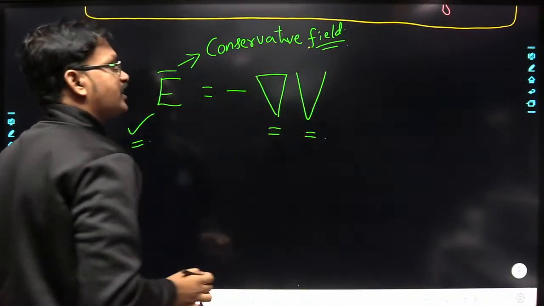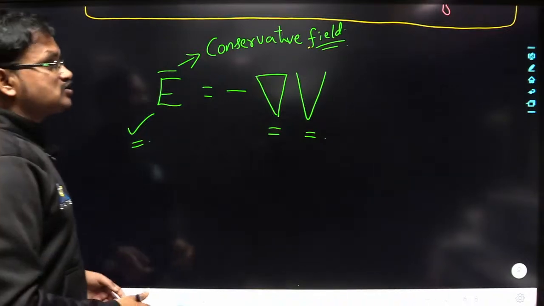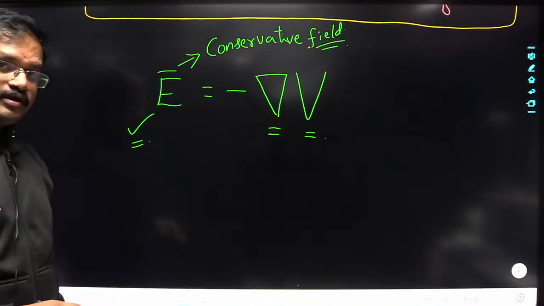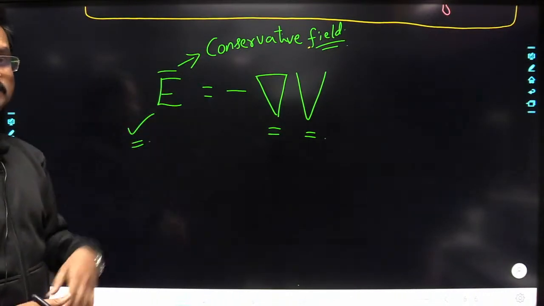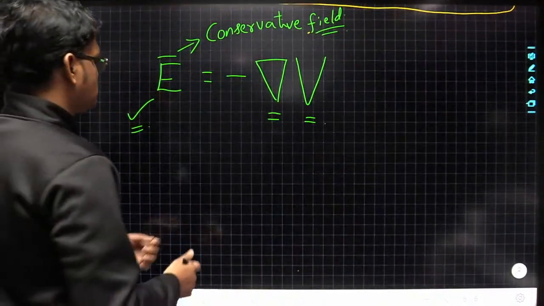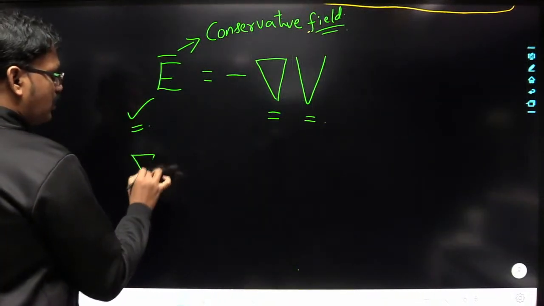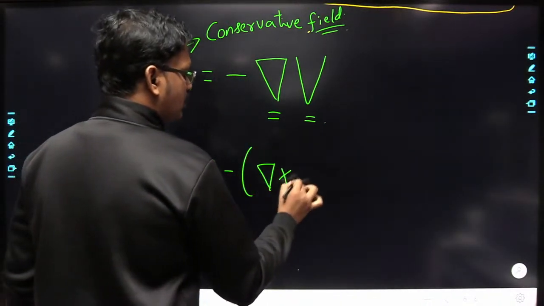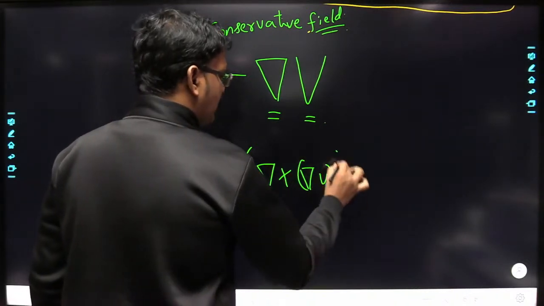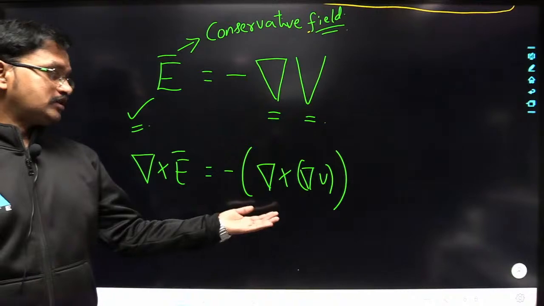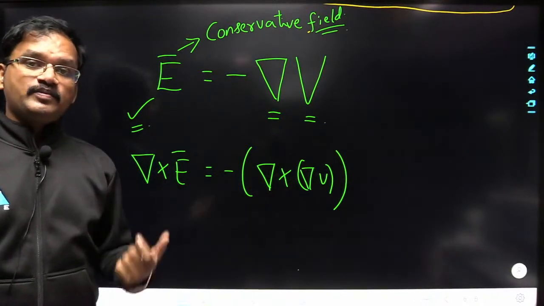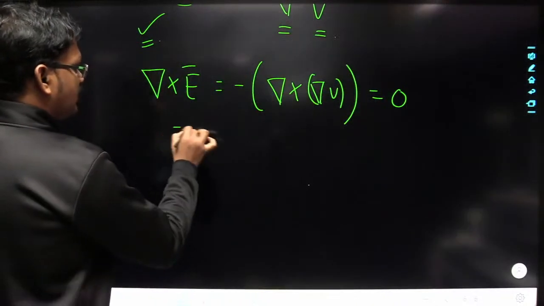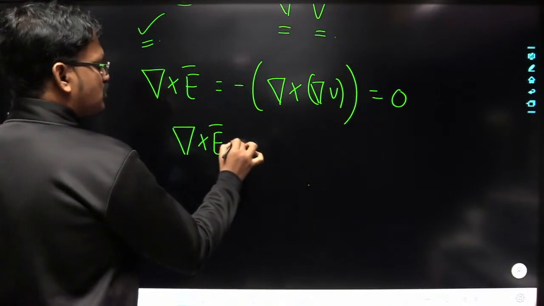Electrostatic field is a conservative field, and we know that if it is conservative, irrotational or curl free, then the curl of E bar must be equal to 0. So if you take curl on both sides, curl of E bar is equal to minus curl of gradient of V. From null identities, we know that curl of gradient is always equal to 0. So we are getting curl of E bar equal to 0.